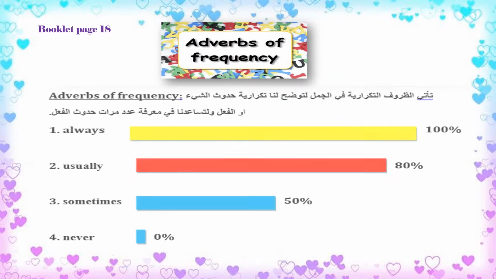Now open your booklet page 18 and take a look at the chart that clarifies the percentage of repetition for each adverb. Number 1, always, with 100% of repetition.